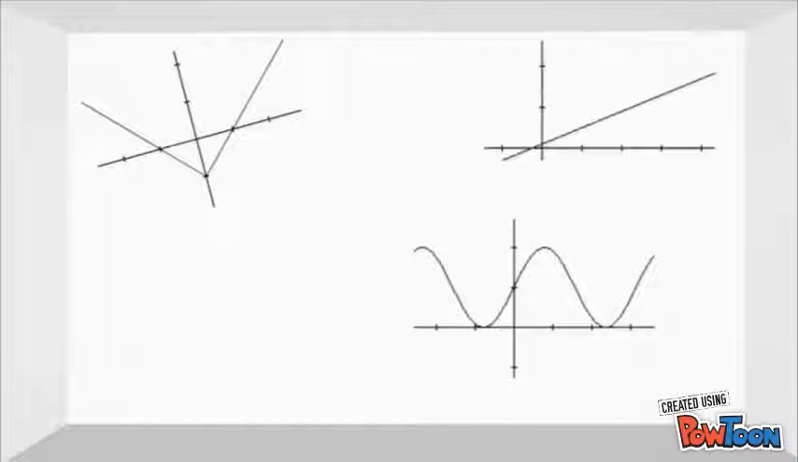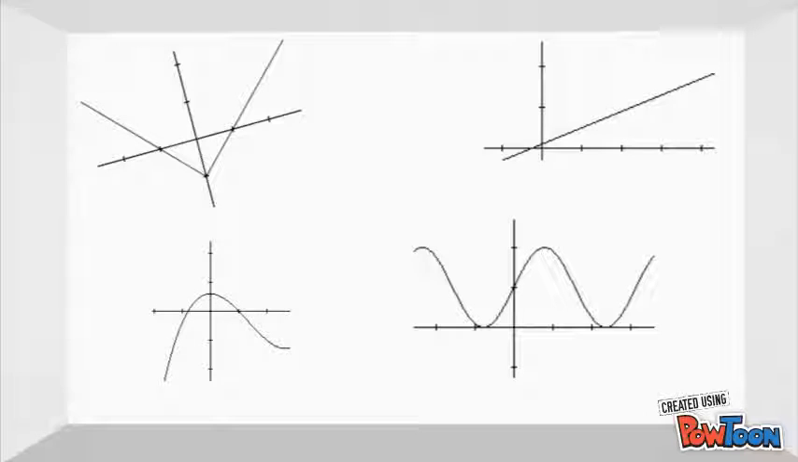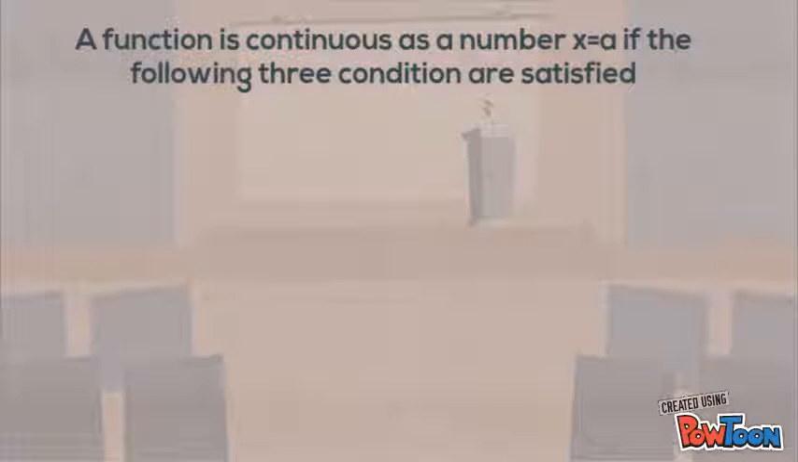Here are some examples of functions that are continuous. As you can see, there are no breaks in the graph, and the graph is connected by a single line. A function is continuous at a number x equal to a if the following conditions are satisfied.